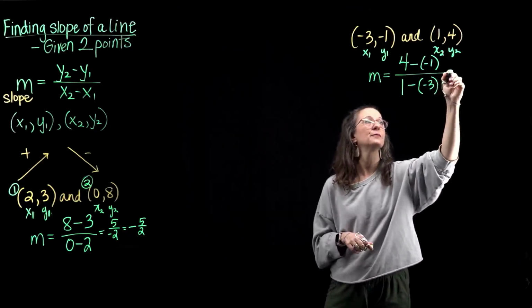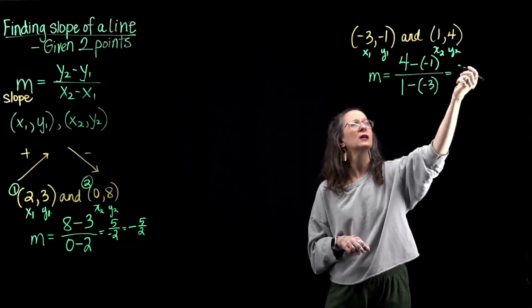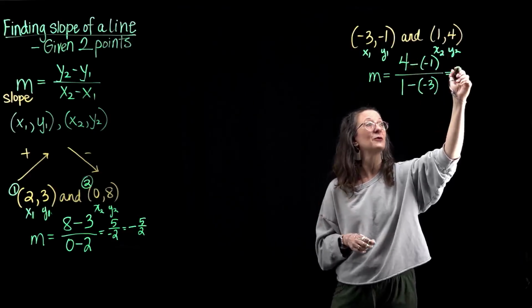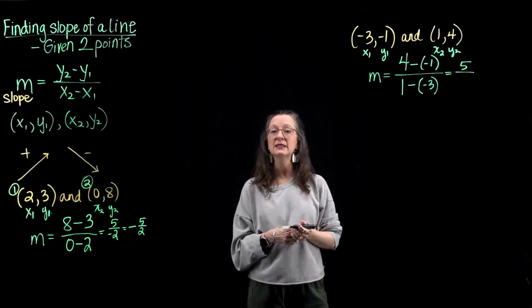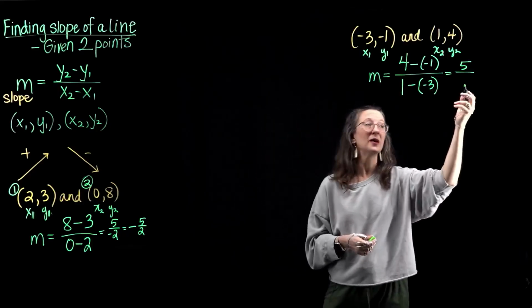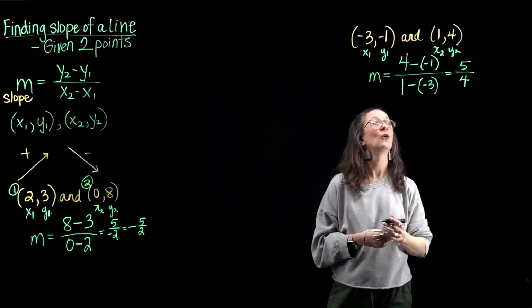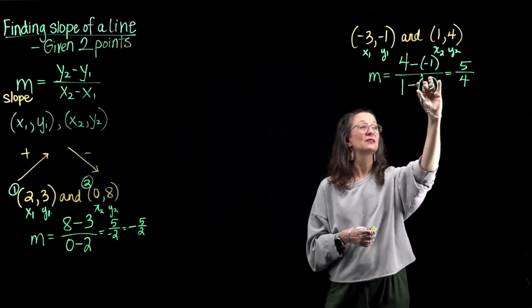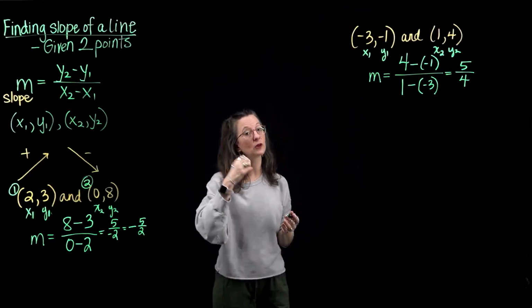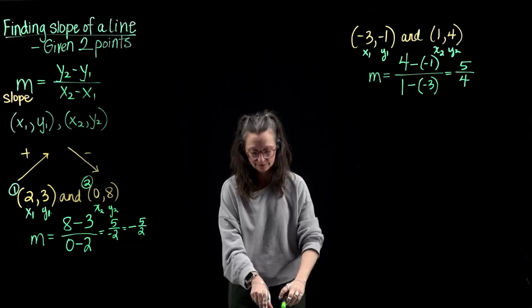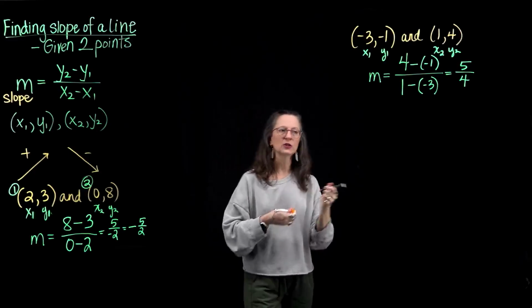Let's simplify that. So I have 4 minus -1, which is 4 plus 1, or 5. And then 1 minus -3, which would be 1 plus 3, or 4. So my slope is 5 over 4. That would be a positive slope. It would go up from left to right. All right, let's look at one more.